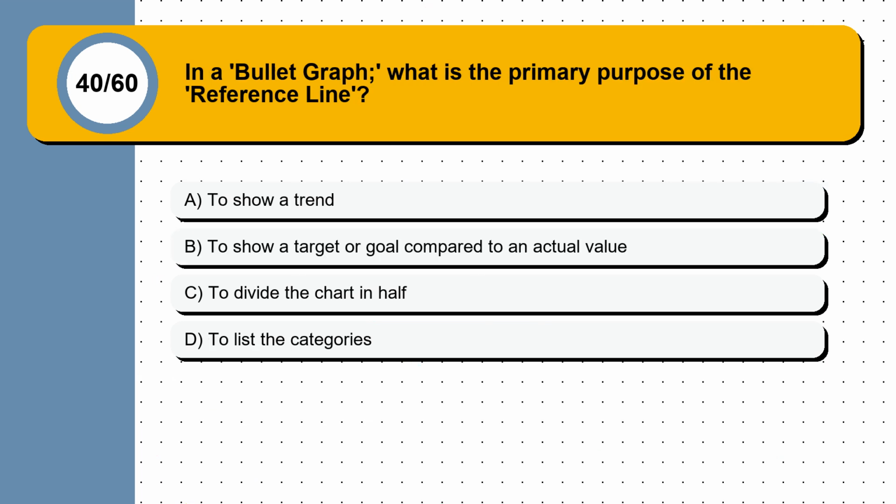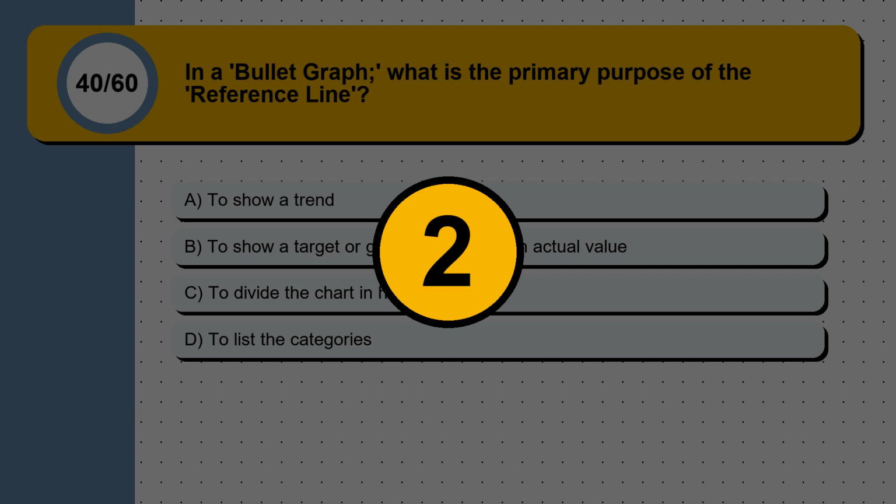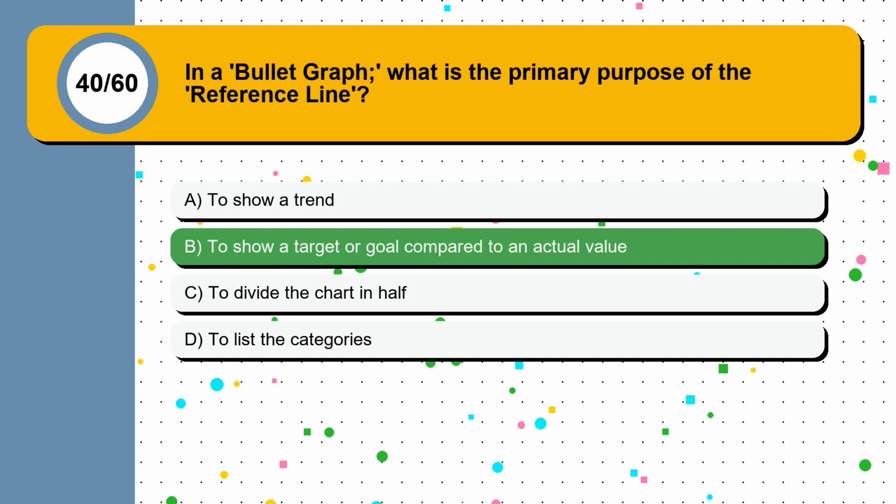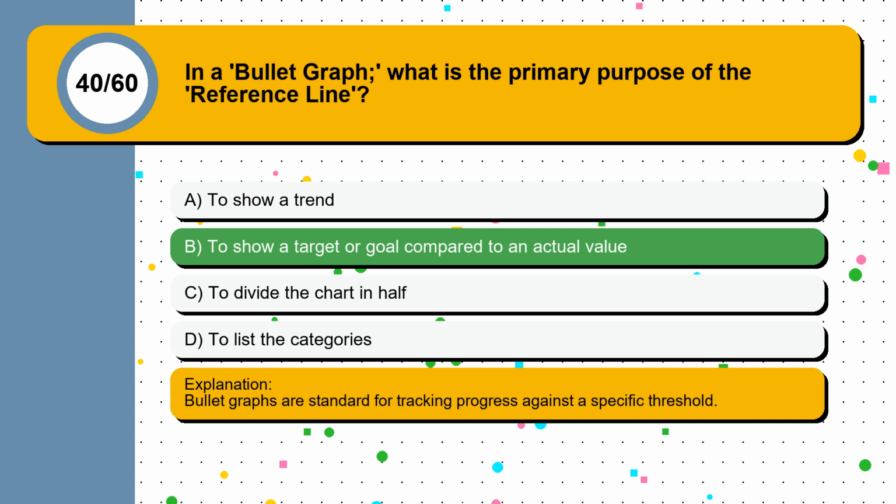Question 40. In a bullet graph, what is the primary purpose of the reference line? Option A, to show a trend. Option B, to show a target or goal compared to an actual value. Option C, to divide the chart in half. Option D, to list the categories. The correct answer is option B, to show a target or goal compared to an actual value. Bullet graphs are standard for tracking progress against a specific threshold.